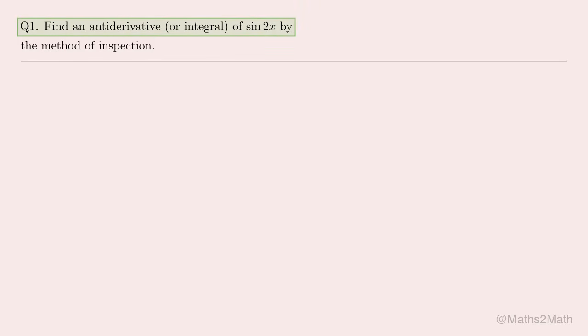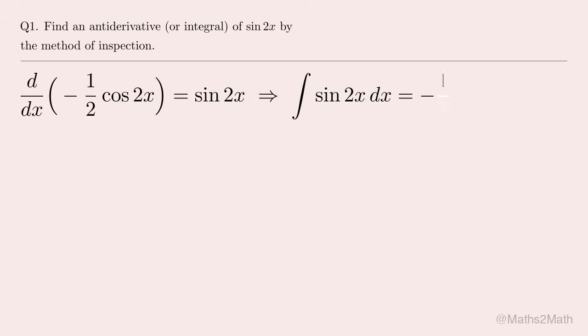Question 1, and with it we enter Part 2, Integrals. An antiderivative of sine 2x found by inspection. Ask, whose derivative is sine 2x? The derivative of cosine 2x is minus 2 sine 2x, so dividing by minus 2 fixes the mismatch.